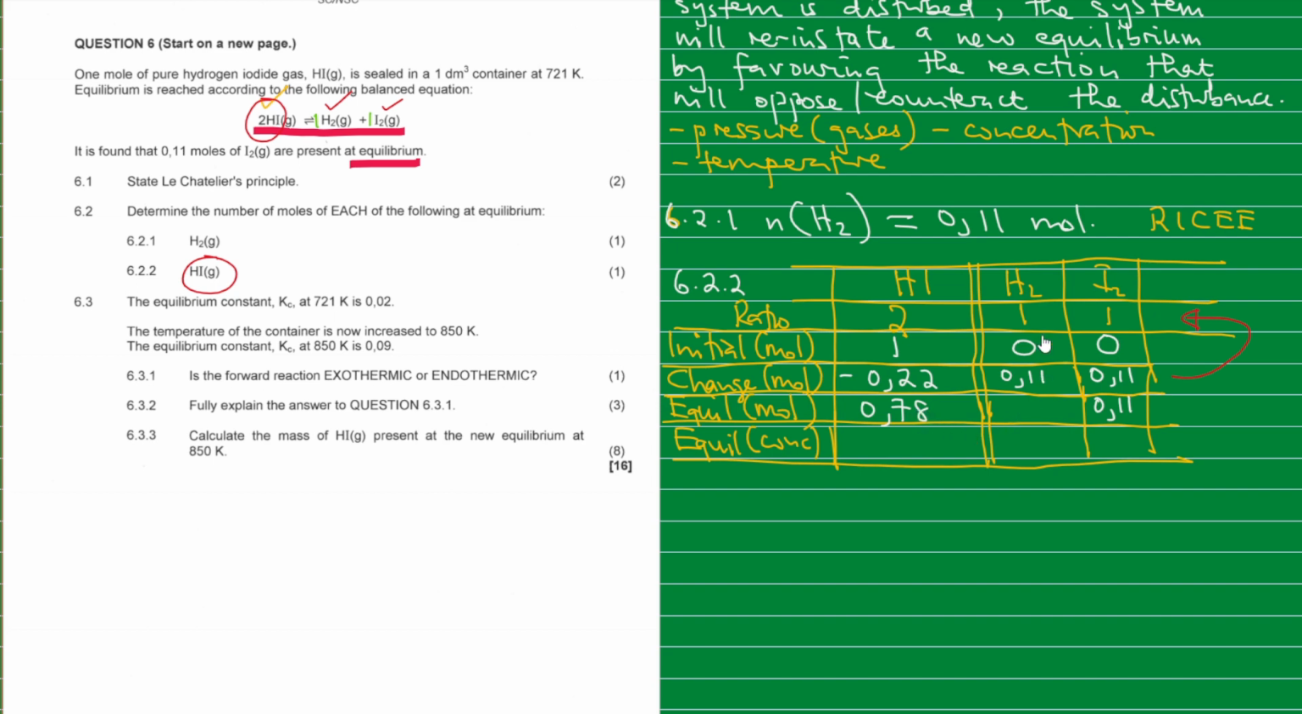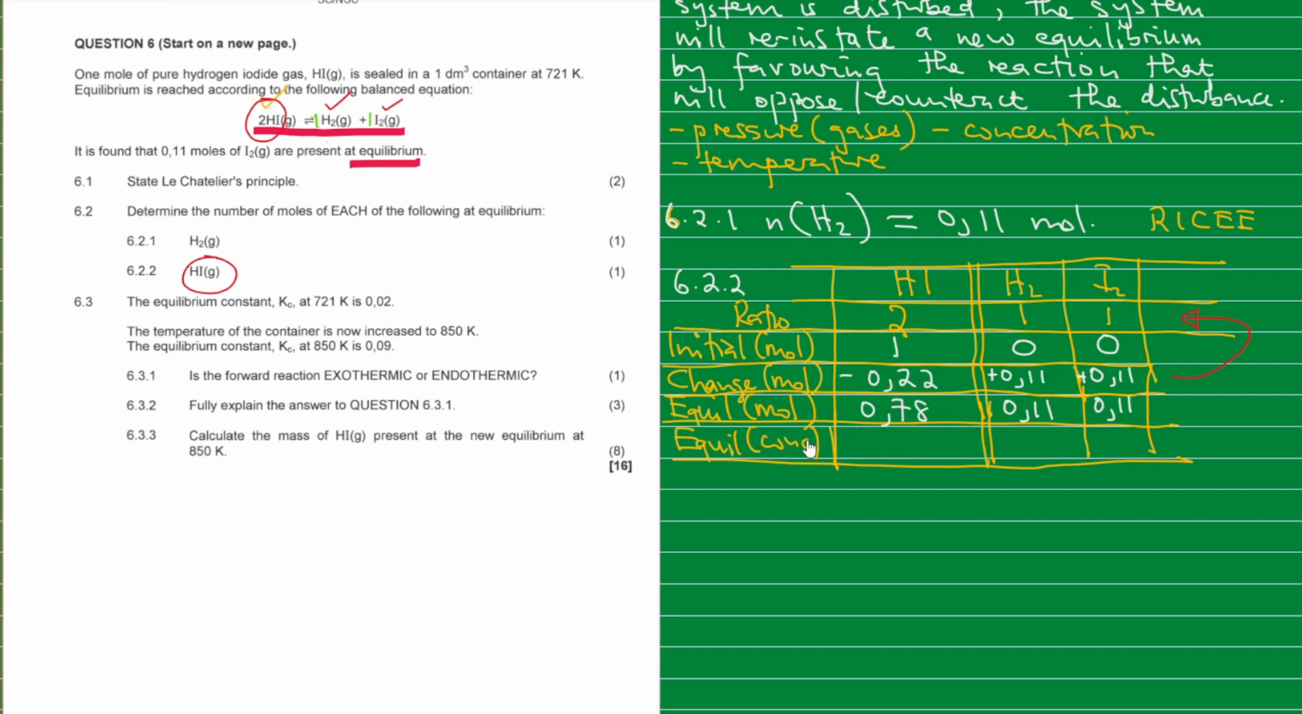And of course, for hydrogen, we have got 0.11 moles according to the ratio. Remember, we had no hydrogen. Now we formed, these ones are products, so we are forming them, so we add them here. So 0 plus 0.11 will now have 0.11 moles. So it means at equilibrium, we have got 0.78 of hydrogen iodide, and we have got 0.11 moles of hydrogen and 0.11 moles of iodine.